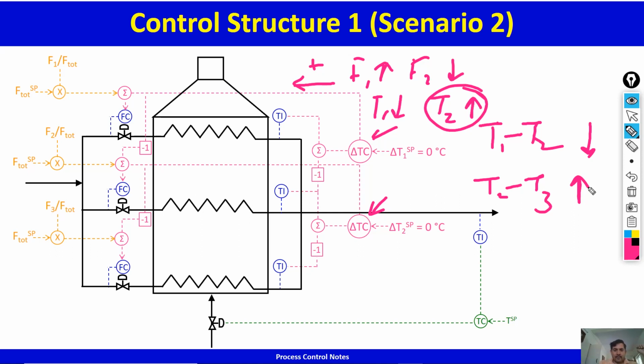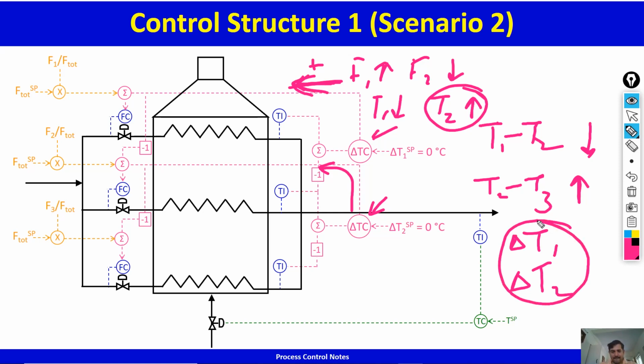When this signal is changed, this signal right here, both delta T1 and delta T2 change. Similarly, when you make a change here, when this signal is changed, you will find that delta T2 changes, but so does delta T1. So there is interaction between delta T1 and delta T2. This is a 2x2 multivariable system.